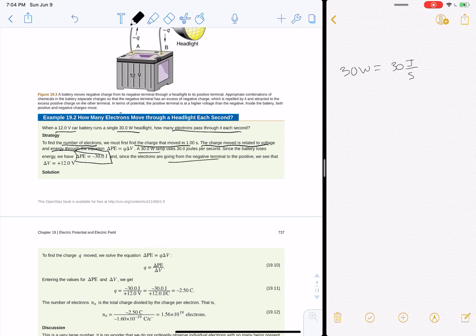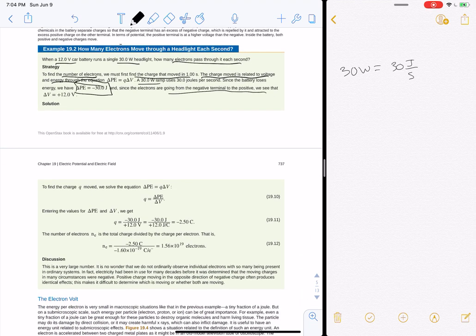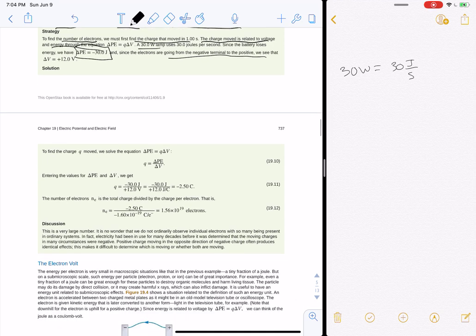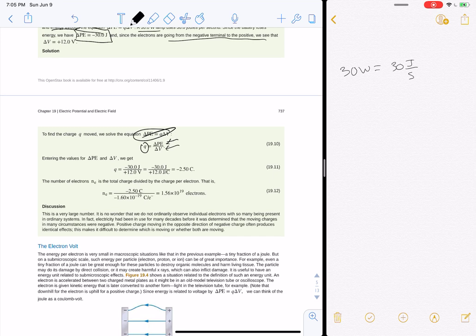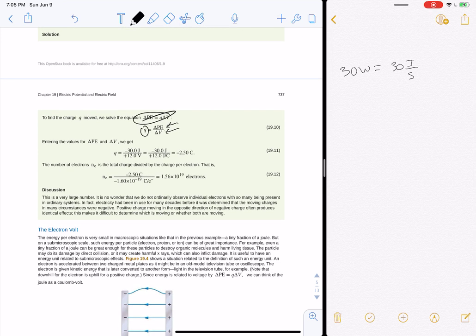And since the electrons are going from the negative to positive terminal, we see that the change in voltage is plus 12 volts. Well, yep, because our battery's going from one side of the power supply to the other, so it's going towards the 12-volt side. So to find the charge Q moved, we solve the equation here. And so the total charge we move is just the change in energy divided by the change in voltage. So we can enter these two values in, and we're moving 30 joules every second through a 12-volt battery. And so you can get that we're moving 2.5 coulombs of charge every second.